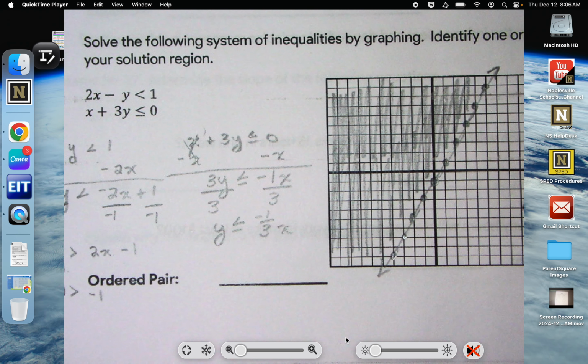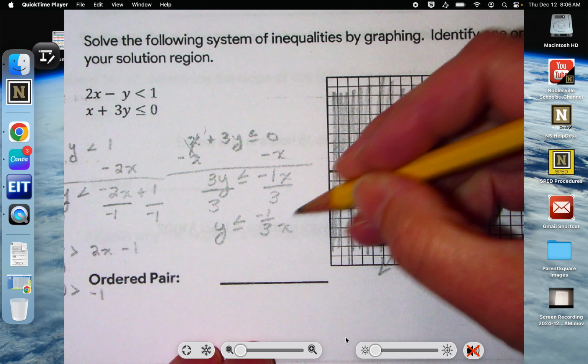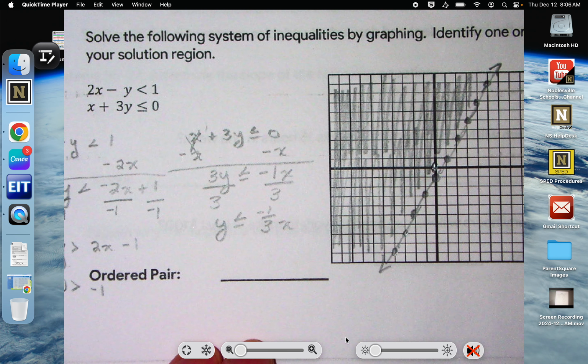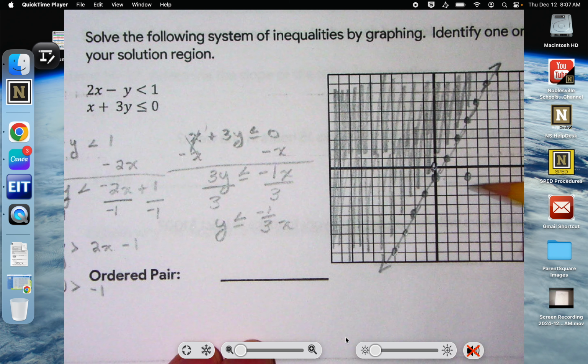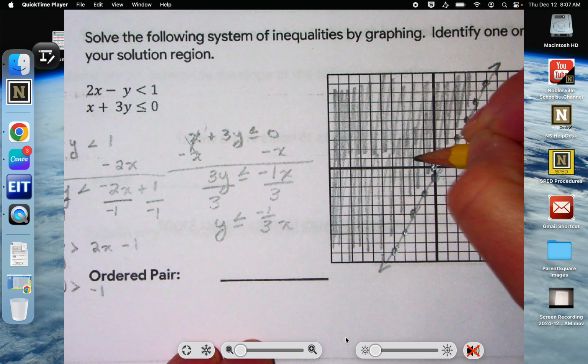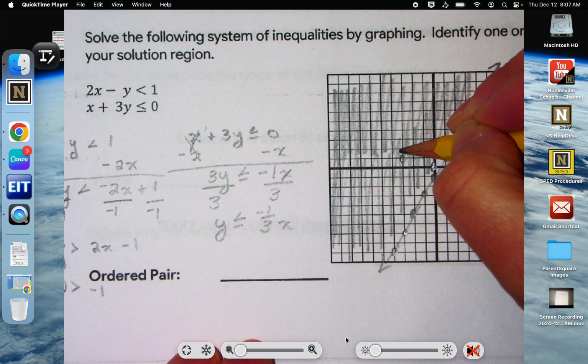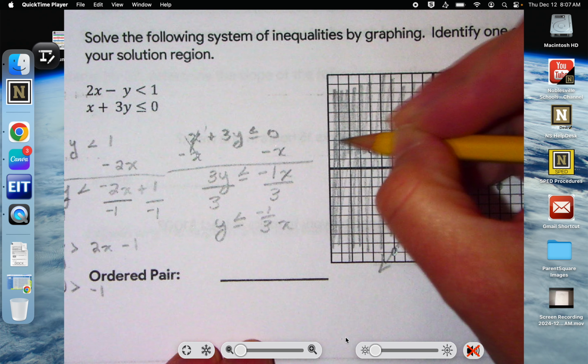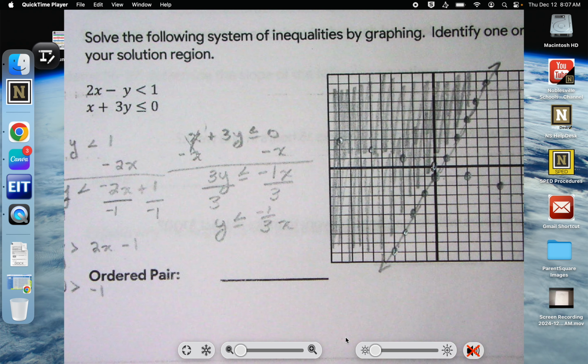So that tells me, because I don't have a y-intercept, I start at my origin, and then I go down 1 over 3, down 1 over 3, down 1 over 3. And I can continue it by going up 1 and back 3, up 1 and back 3, up 1 and back 3. I know this is exciting for you guys.